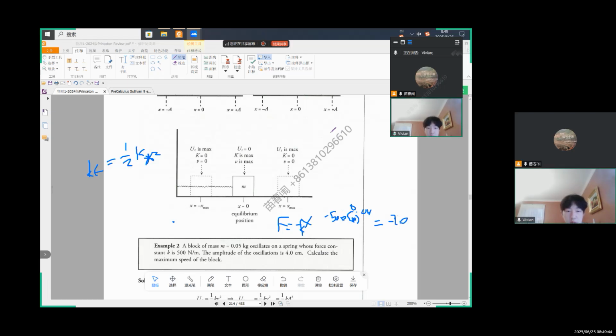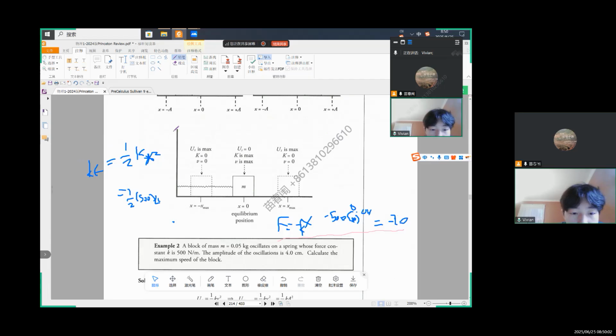Maximum speed. Oh, wait. I could have just used one half. Yeah, you can just use this, because this is the deducing function. This is too much. Okay, 1/2 times 500.